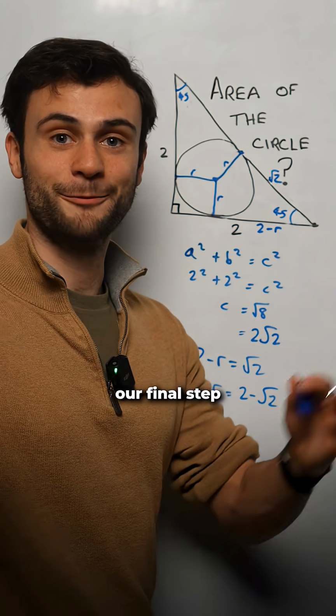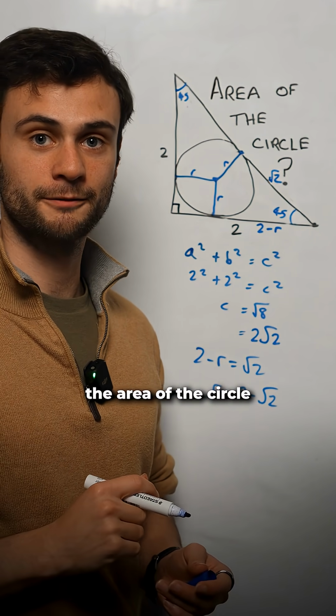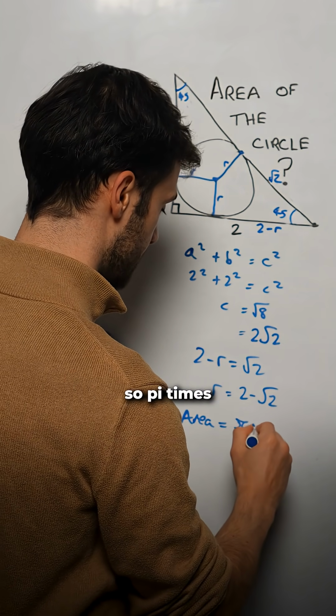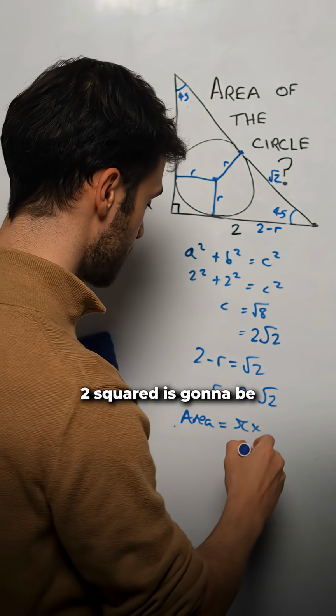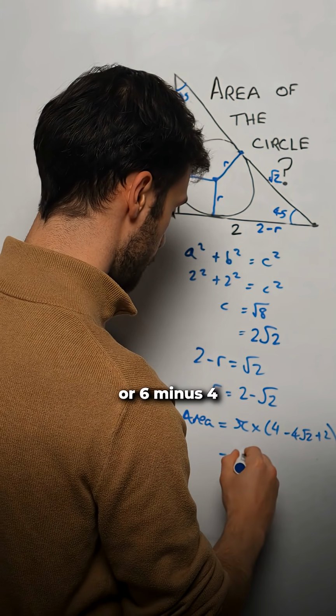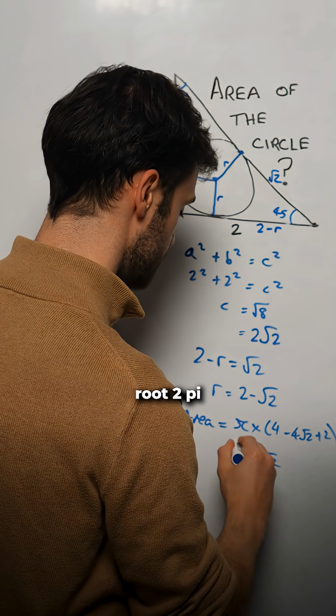Now we're on to our final step. We know the radius, we just need to find the area of the circle. So the area of the circle is pi r squared. So pi times (2 minus root 2) squared, which is going to be 4 minus 4 root 2 plus 2, or (6 minus 4 root 2) pi.